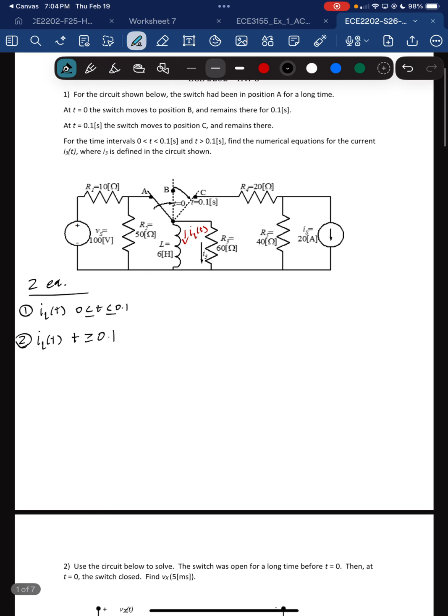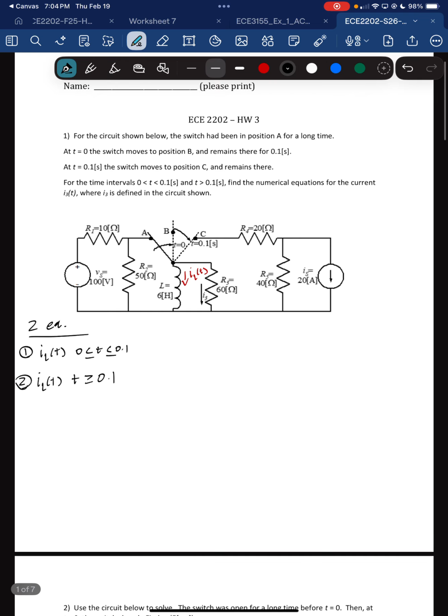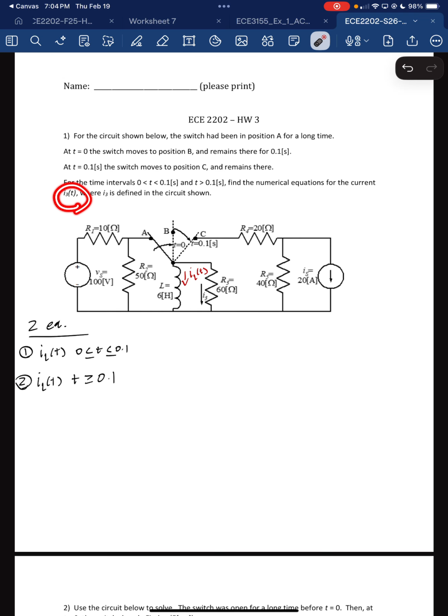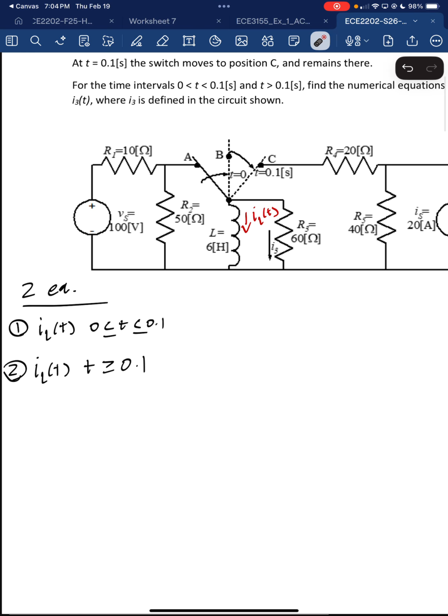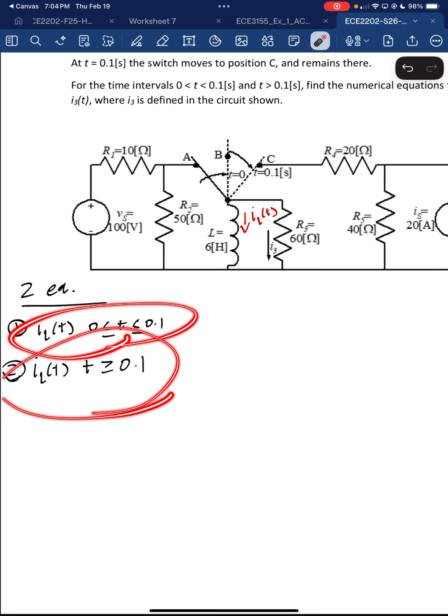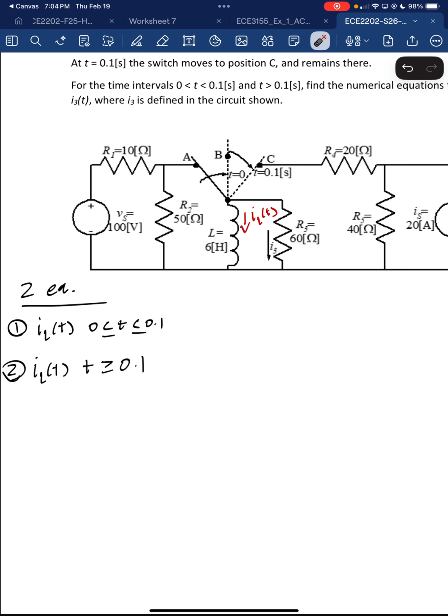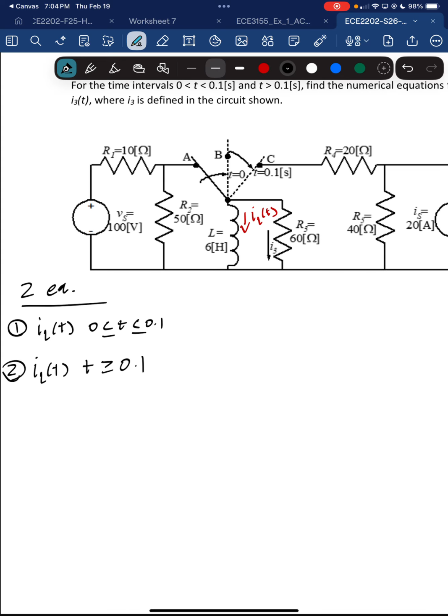But we have to look carefully at what the question's asking for. It's asking us to solve for I3 at those time intervals. However, we are going to use both of these equations for each of their respective time intervals to solve for I3. And I'll show you what exactly I mean by that here in a second. For now, let's just start with the basics, right?